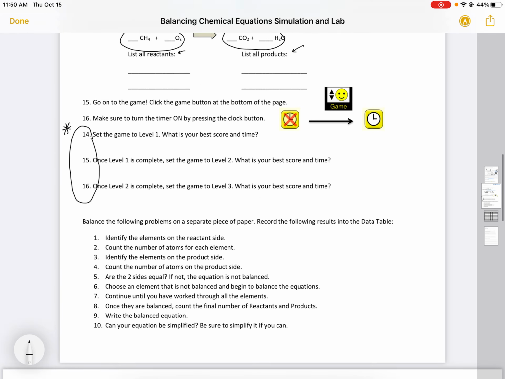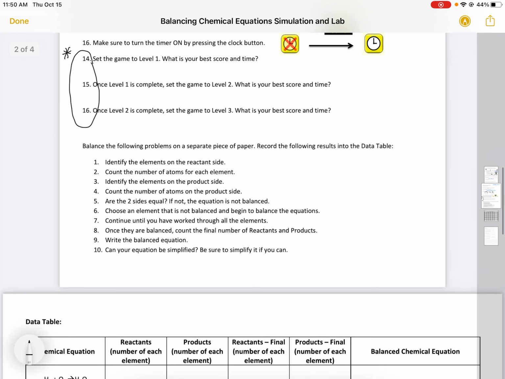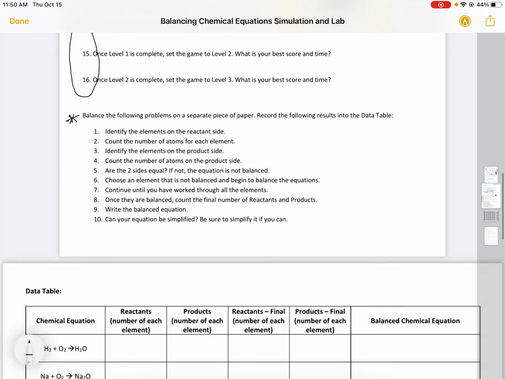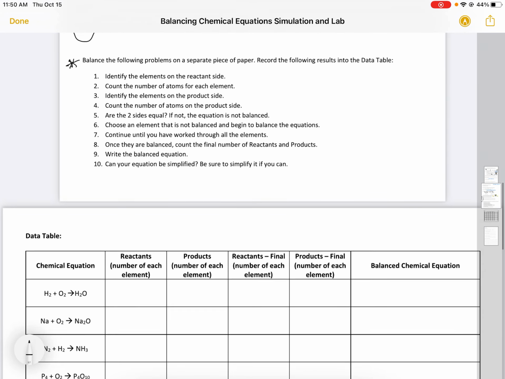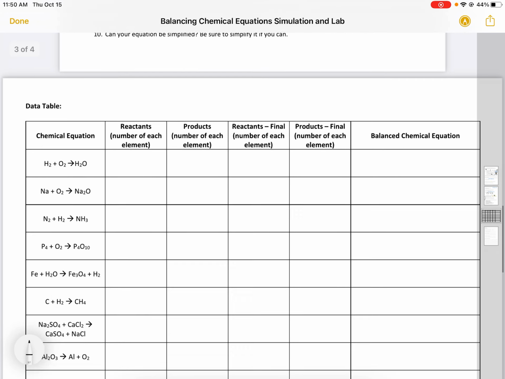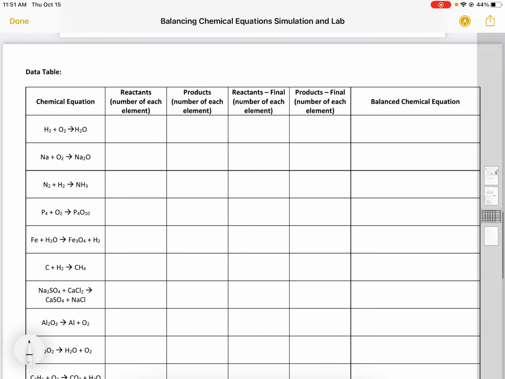Then we have kind of like a lab, so we're going to be off of the simulation now, and we have some problems that we're going to do. So this is instructions on how to do these problems in the data table. So I'm actually going to go through them right now, so you don't need to read through the instructions if you don't want to, but they are good for reference. So this is how I want you to fill out the data table.